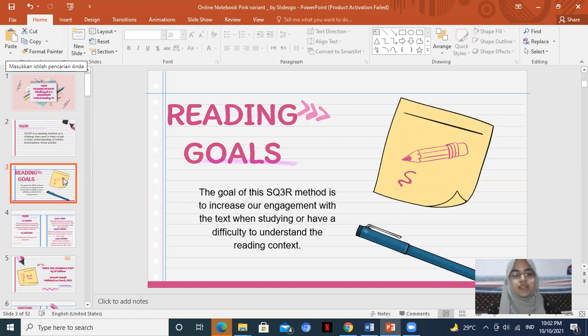Go to the next slide. Here, reading goals. The goal of this SQ3R method is to increase our engagement with the text when studying, or when we have difficulty understanding the reading text, the reading context.